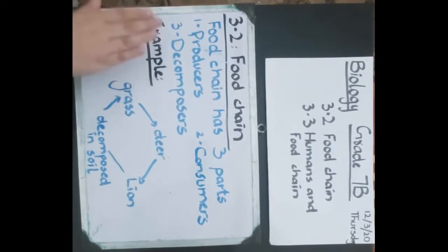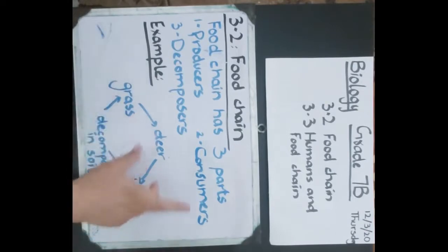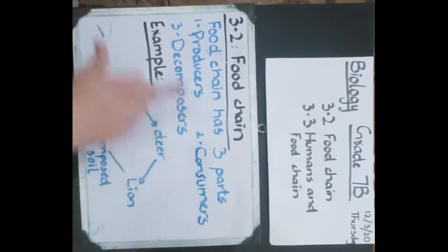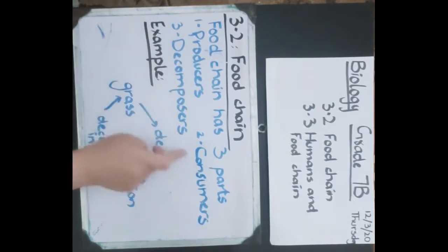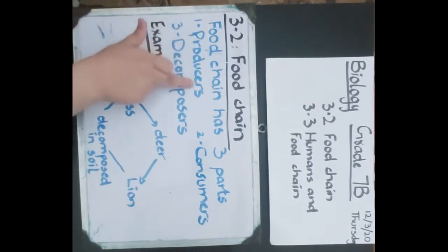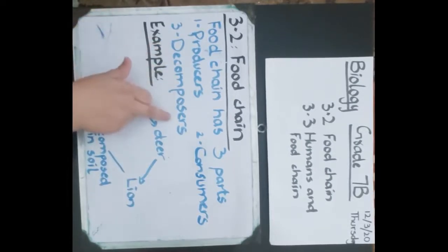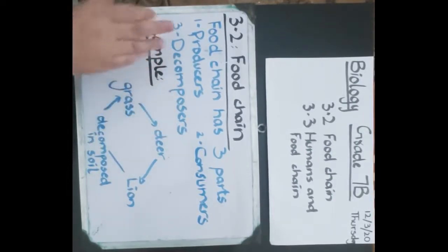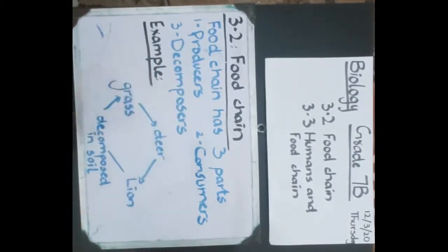So a food chain has 3 parts. Number 1, producers. Number 2, consumers. And number 3, decomposers. Okay, you have already studied decomposers, but I will explain again. So repeat, food chain has 3 parts. Number 1, producers. Number 2, consumers. And number 3, decomposers. Now I will explain one by one. Producers, consumers, decomposers.